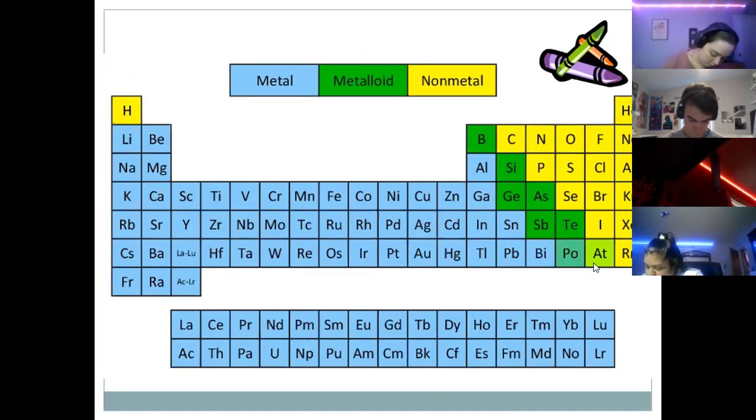And then actinide, whatever this is, it's intentionally tinged green. So you want to leave it out of the nonmetals. So your nonmetals right here would be iodine, xenon, and radon.